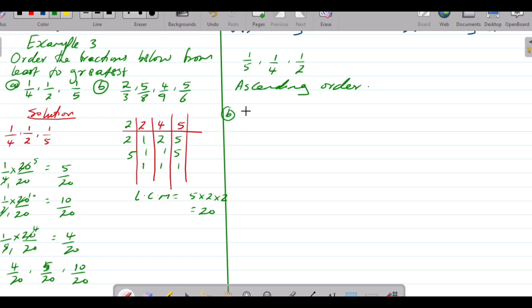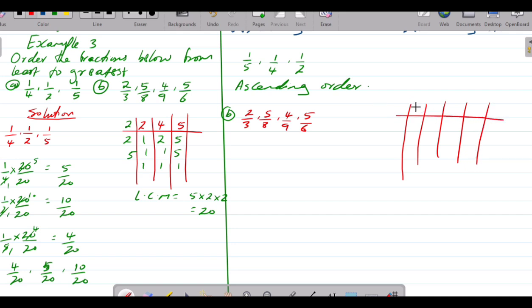So the second question, we have 2 over 3, 5 over 8, 4 over 9, 5 over 6. So to compare this fraction given to us here and order them in ascending order, we have to find the LCM as well. LCM of each number given to us here. So we have 3, 6, 8, and 9.